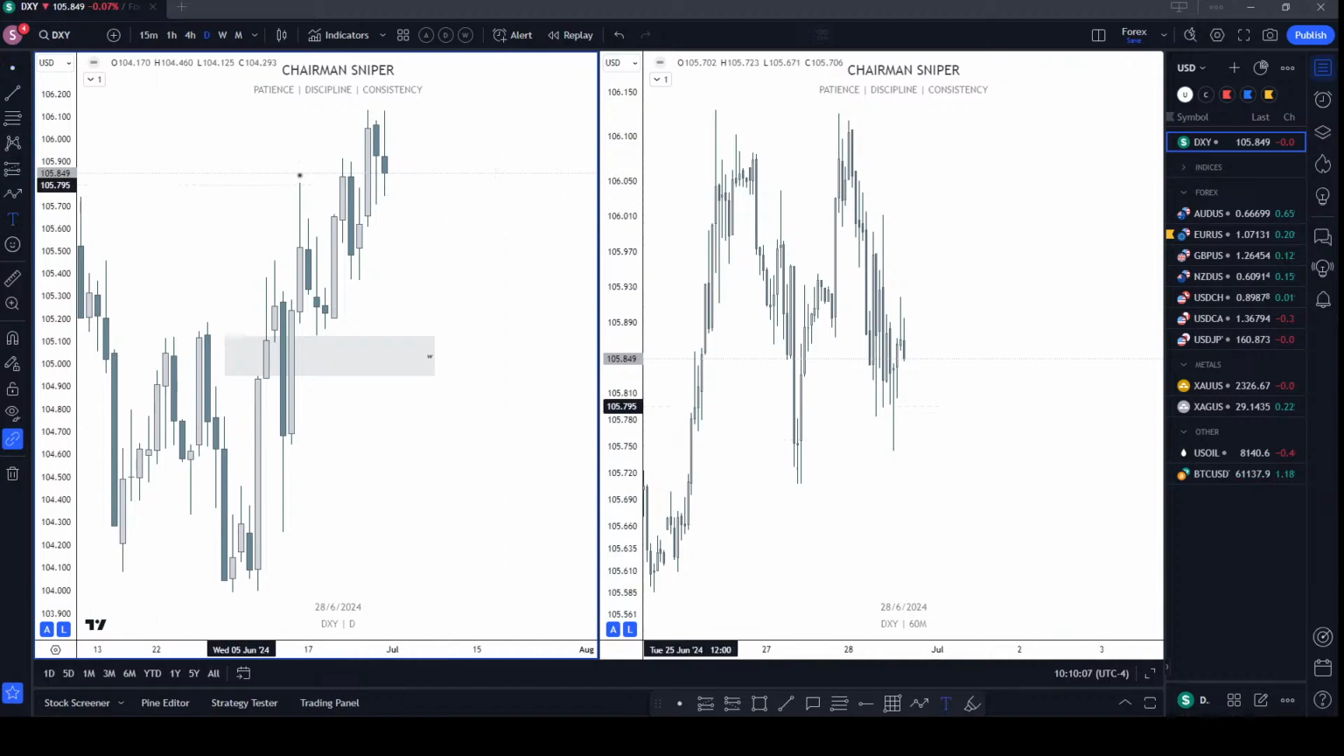We have no clear bias for this week, which would make this week a bit lower probability. So keep that in mind when you are trading, that this week is a bit more of a low probability week compared to last week. So you might see a lot more choppiness, a lot more random moves in the market, maybe some seek and destroy conditions.